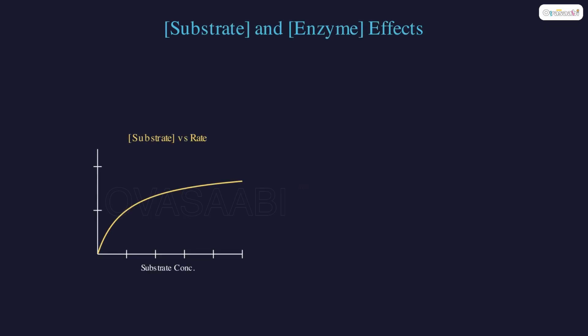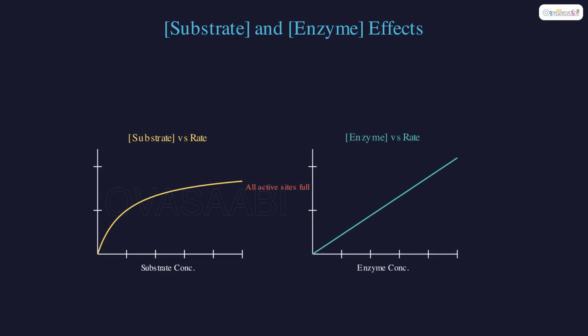As substrate increases, rate rises, then levels off when every active site is busy, but adding more enzyme increases rate steadily, since more sites become available.